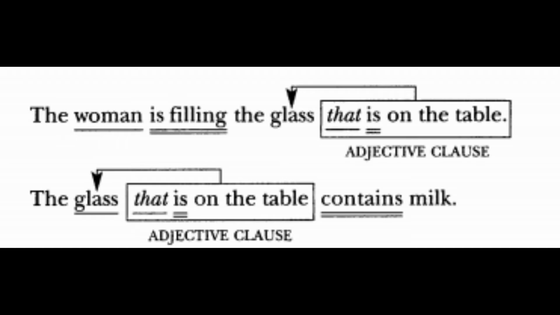These two clauses are joined with the connector that serves two functions at the same time. That is the subject and connector. The adjective clause that is on the table describes the noun glass.